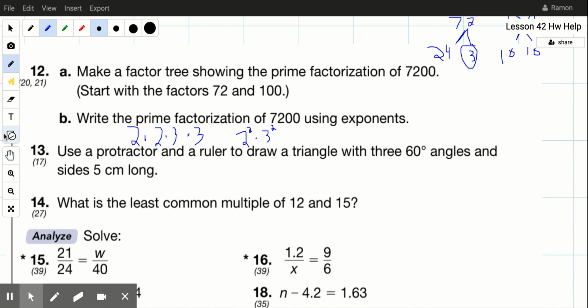13. Use a protractor and ruler to draw a triangle with 60-degree angles and sides 5 centimeters long. So you may not have a protractor. You may not have a ruler. But what we do know is this. If the 3 angles are all the same measure, then the sides are also going to be the same measure. That means all the sides also need to be 5 centimeters long.